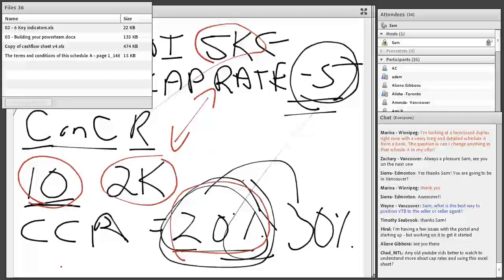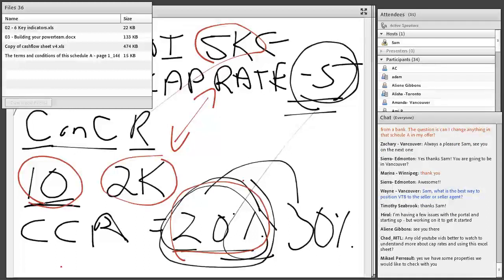What is the best way to position a VTB to a seller or agent? So Wayne, I would say that you ask them if they want to make some extra money on the mortgage. There's a nice opening: would you like to make some extra money on the mortgage? Or would you like to make some monthly cash flow from the property? Is another way.